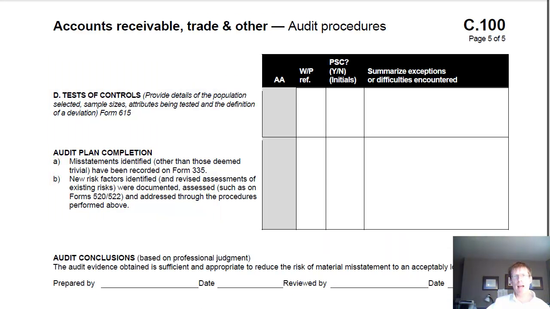This brings us back to our accounts receivable audit procedures. In section D, you can see that we're documenting the results of our test of controls. And once again, this is reference to another form which would detail what tests of controls we performed and the results of those tests. And then finally, we have our audit plan completion section, which will be the subject of our next lesson. But basically, we're going to be summarizing any misstatements that we identified in this section of the file, any new risk factors that came to light as a result of our work in this area.